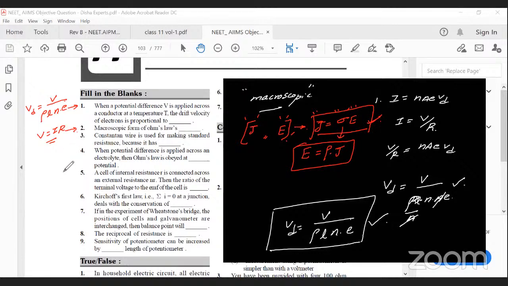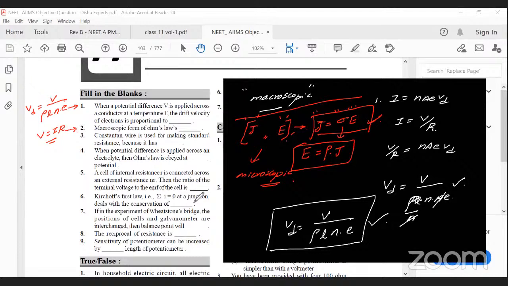Okay, let's see the third one. E is equal to rho into J is the microscopic form, sir? Yes, it is microscopic. V is equal to IR is the macroscopic form.